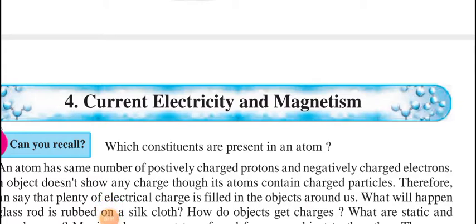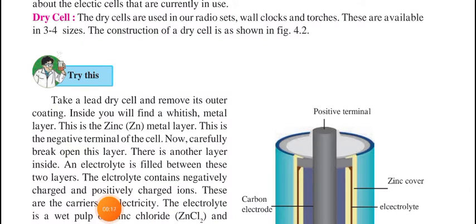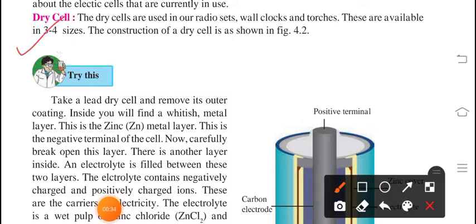8th standard subject science, chapter number 4, current, electricity, and magnetism. We have started this chapter already. Now, today's topic is dry cell, which I have given you in homework also to draw this diagram. Have you all drawn this diagram? Okay, if you have drawn, very good. If you have not drawn, please try to draw this diagram. Okay, now I'll go ahead with this topic, which is dry cell.